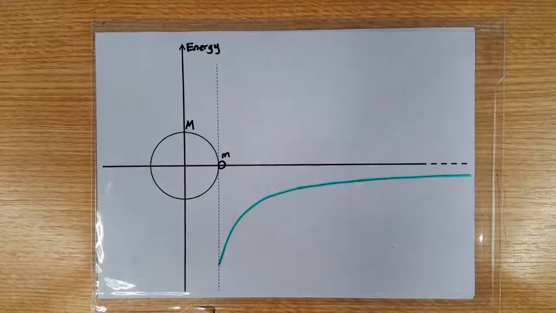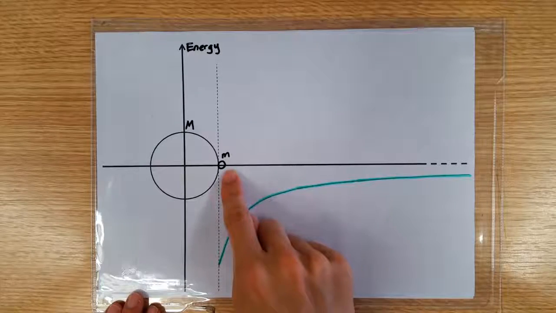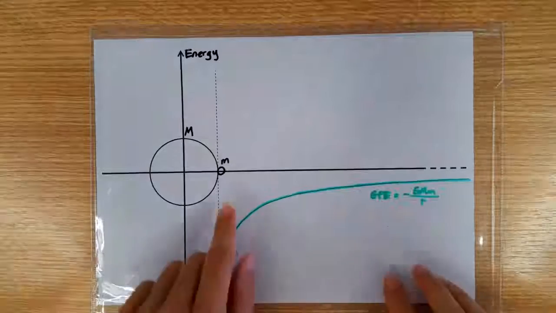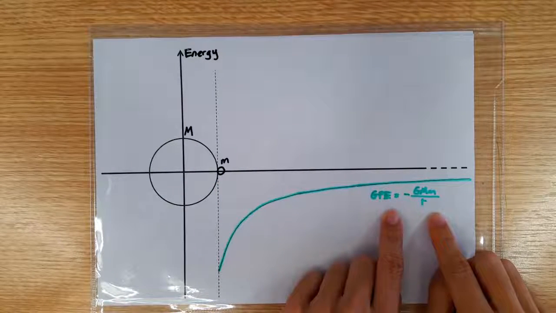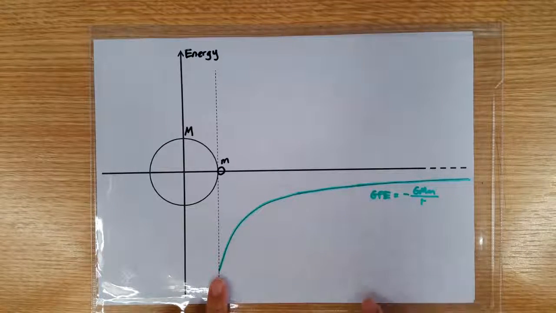Hello. In this video, I'm going to explain the energy graph for the mass that's thrown away from the Earth. The GPE of the mass is of course given by negative GMm over r. So the GPE graph is the familiar 1 over x graph.